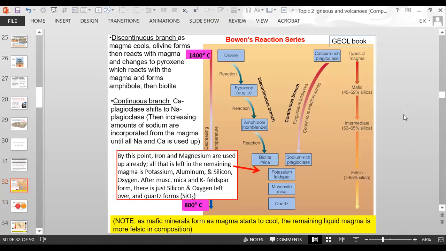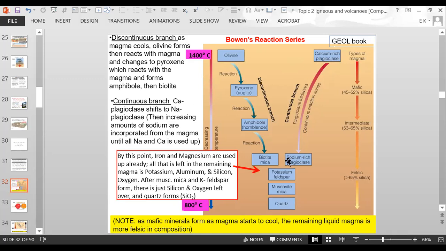So at first glance, this may look pretty confusing, but we could break it down. So this is basically a graph, and it shows you at the top of the graph is 1400 degrees Celsius, and the bottom of the graph is 800 degrees Celsius. So this is the temperature. And then here you have on the right is only one particular mineral called plagioclase. Plagioclase is a type of a mineral, okay? It's a type of feldspar.